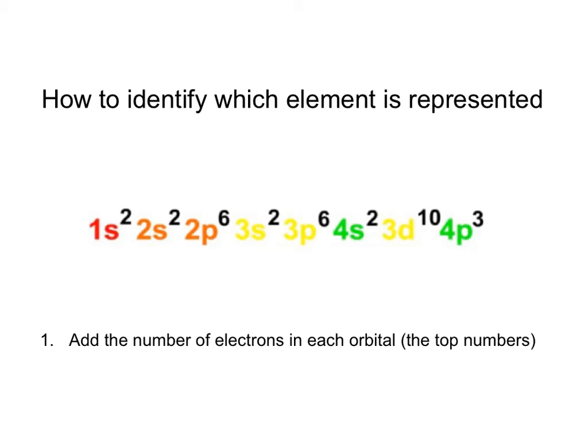That's the top numbers. So if I were to add up all these right here, the top numbers, I would get a sum of them. So if I add this up, 2 plus 2 plus 6 plus 2 plus 6 plus 2 plus 10 plus 3, I get 33 as a number. All right, and note, I'm not adding up the bigger numbers. I'm only adding the top ones in superscript. Okay, so once I do that, I move on to step 2.